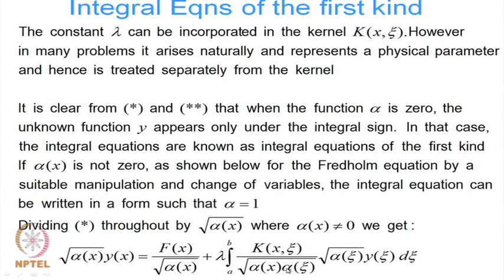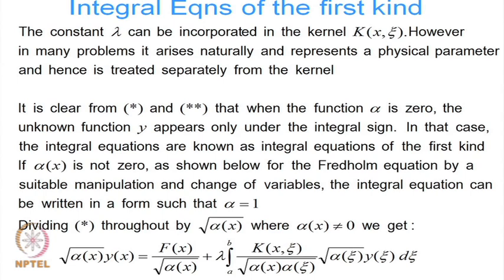And now you can see it is quite possible to get rid of alpha from the left hand side altogether, because now if I define another function y prime of x which is equal to root of alpha x times y x, then I will have y prime of x is equal to f prime of x plus lambda integral a to b k prime of x xi y prime of xi, right. So again we recover a Fredholm equation, but now on the left hand side, y, the unknown function, has a coefficient of 1.